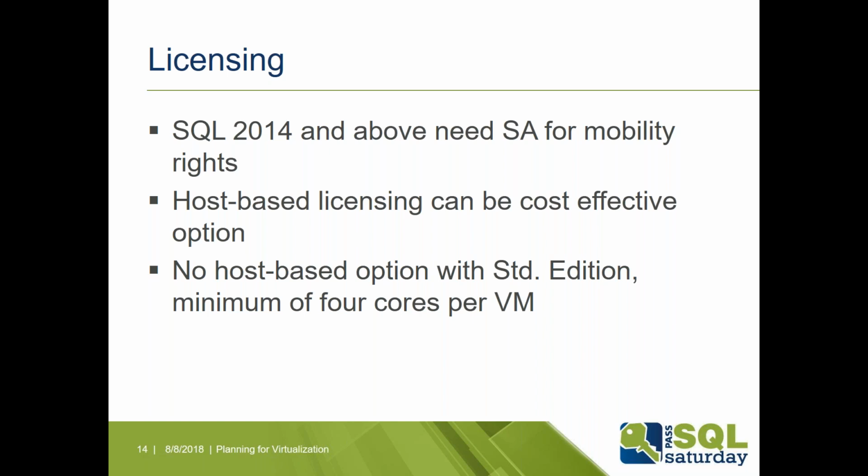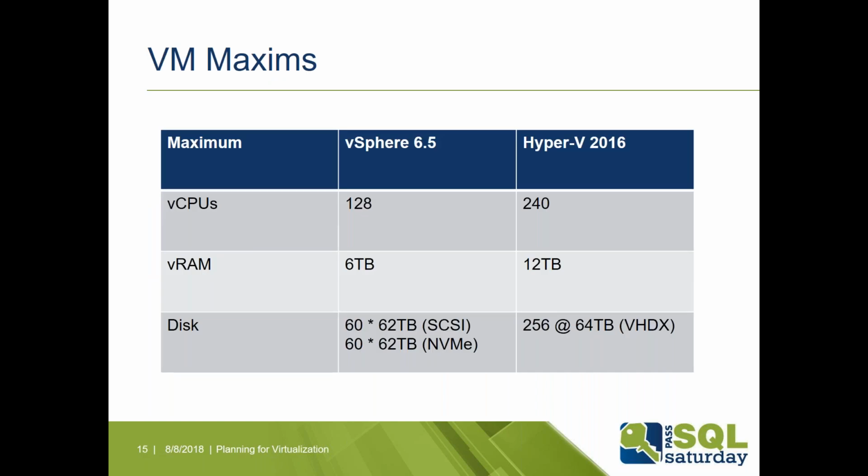If you are running Standard Edition, you're not running Enterprise Edition SQL Server, you have no host-based licensing options. And the minimum that your VM can be licensed for is 4 cores. So even if it is only using 2 cores, you still need to purchase 4. One of the cool things about host-based licensing as well is that because you can run any VM as Enterprise Edition on the host as long as the host is licensed, this allows smaller VMs that typically might not justify having Enterprise Edition to run as Enterprise.